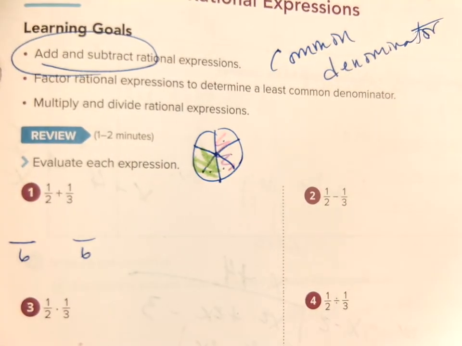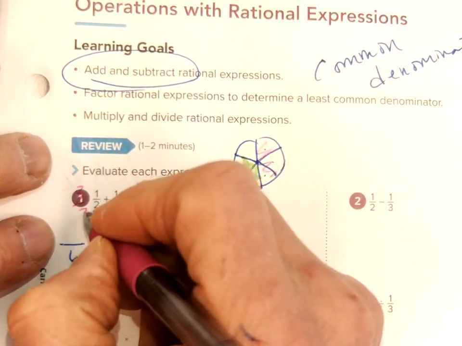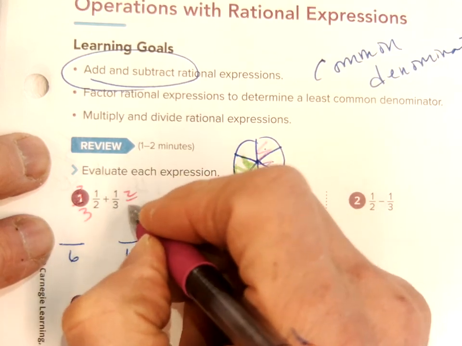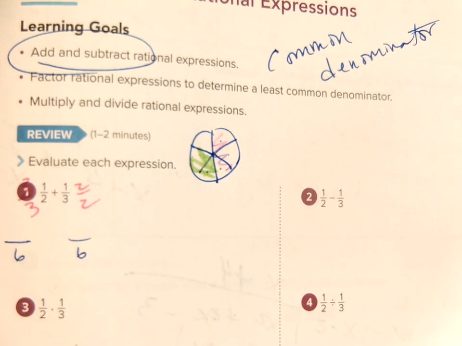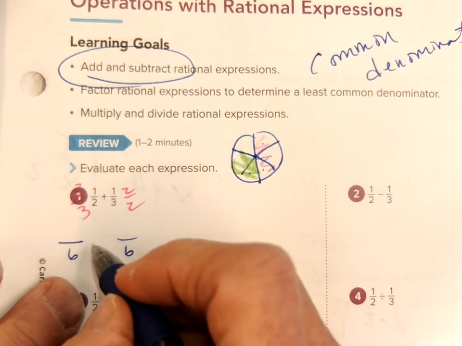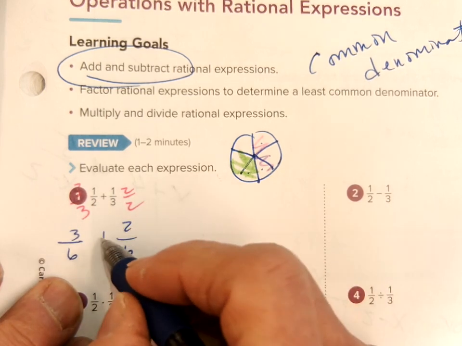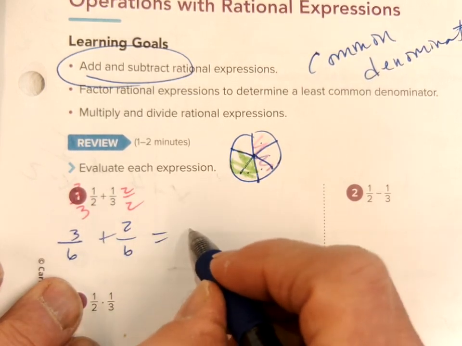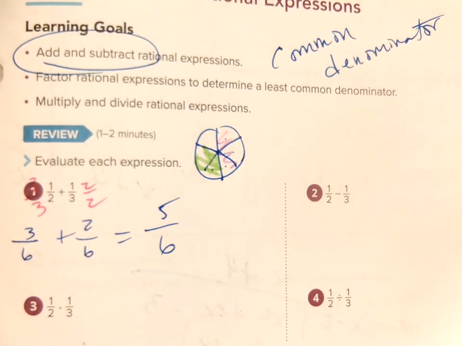So I would multiply this fraction by 3 over 3, and this one by 2 over 2, because that would be the common denominator. What number do they both go into? They both go into 6. So here I have 3/6, and 2/6. When I add them, I get a common denominator of 6. 3 plus 2 is 5. Same thing when I subtract.